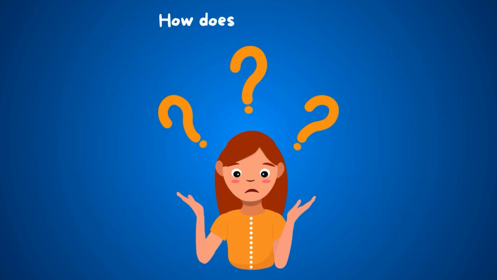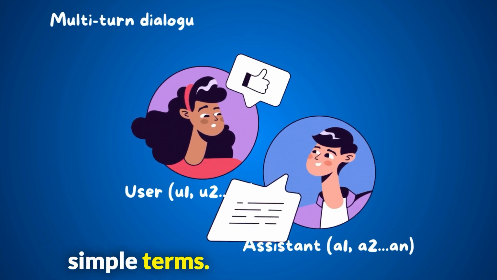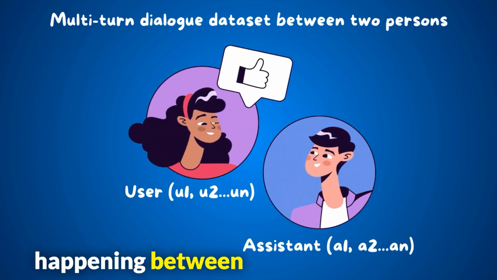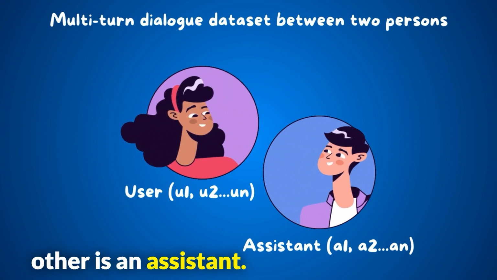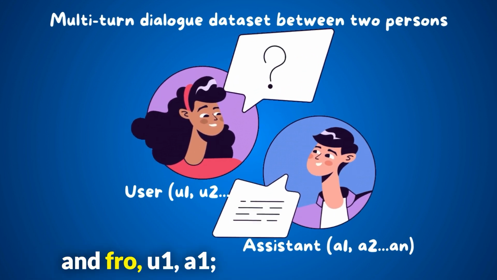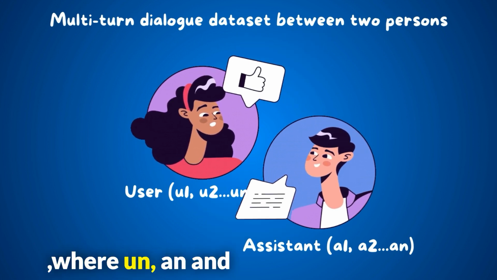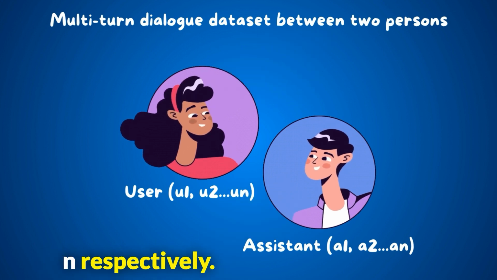You must be wondering, how does GAT work? So let me explain it to you in simple terms. Assume we have access to a multi-turn dialogue dataset happening between two persons. For example, one would be a user, the other is an assistant, with a list of messages to and fro, U1, A1, U2, A2, UN, AN, where UN and AN correspond to the user and assistant messages for turn N respectively.